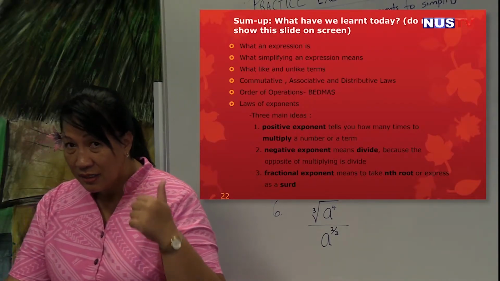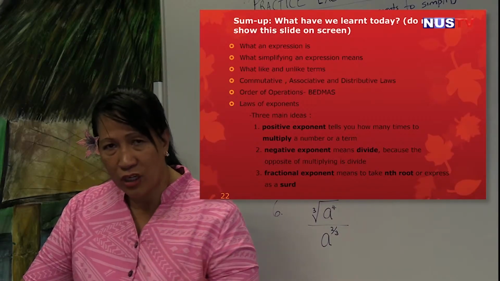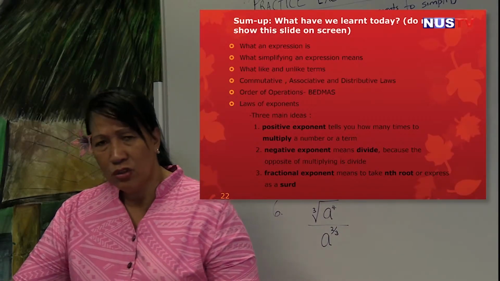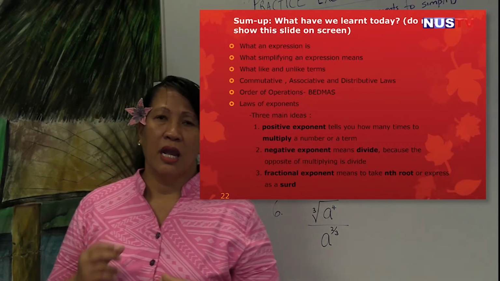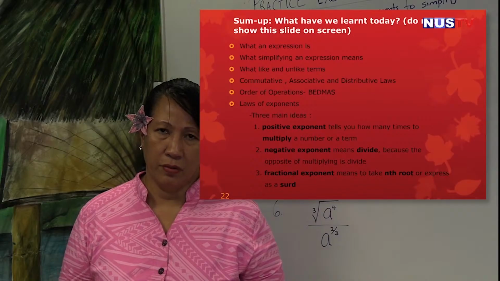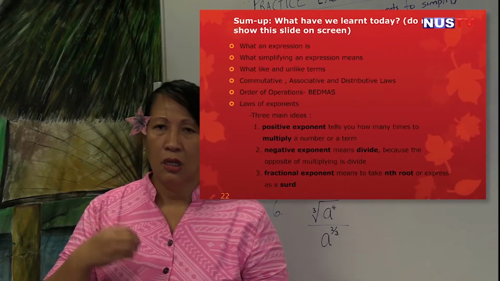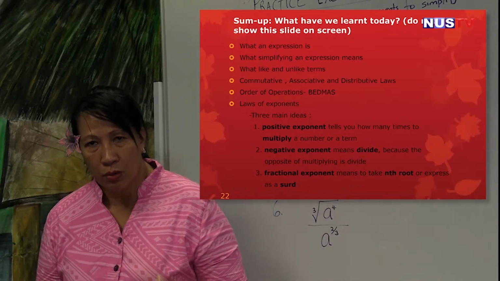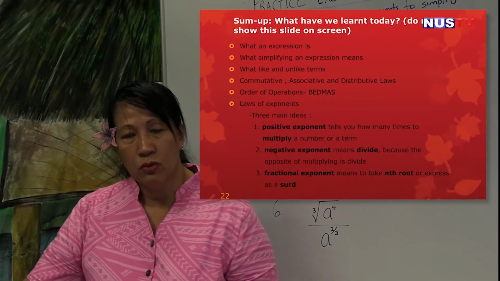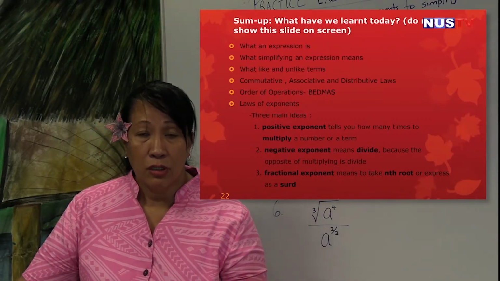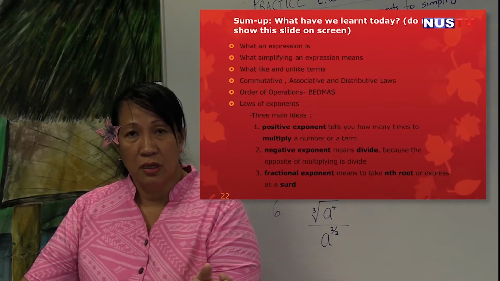And the last main idea for you to take away from today's lesson is fractional exponent. Fractional exponents mean you are taking the nth root of the variable. So you associate the fractional exponent with the nth root, like the square root, the cubic root, the fourth root, or even the 10th root. And you can even say fractional exponent is another way of expressing surds.